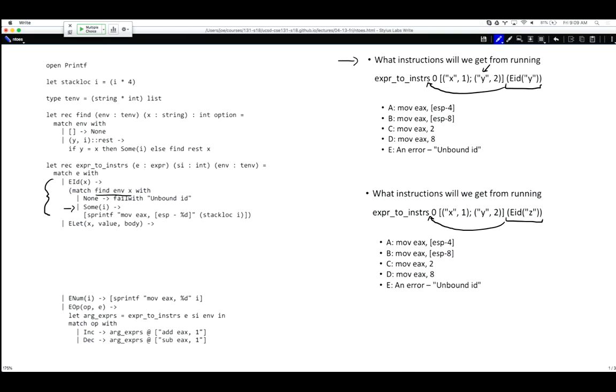So then we'll fill in whatever I times 4 was, which is 8. So this is going to create this instruction that's move into EAX, whatever this thing means, this brackets ESP minus 8. Right? So that's what's going to happen as a result of running this.